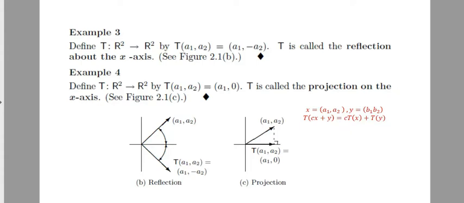So T of (a1, a2) is equal to (a1, -a2), and the projection map is (a1, a2) mapped to (a1, 0). It is the projection on the x-axis. We can show that all these maps are linear maps using the condition that T of cx plus y is c times T of x plus T of y. Just take x as (a1, a2), y as (b1, b2), c any scalar, calculate cx plus y, find T of cx plus y and find T of x and T of y. So you will see that T of cx plus y comes out to be the same as c times T of x plus T of y.